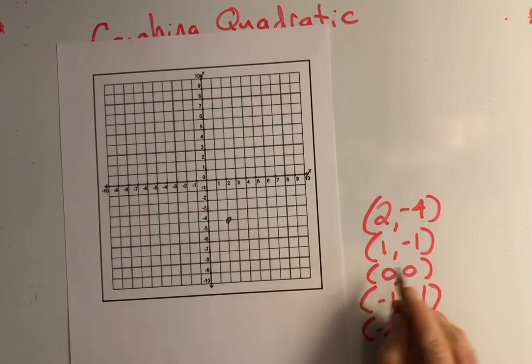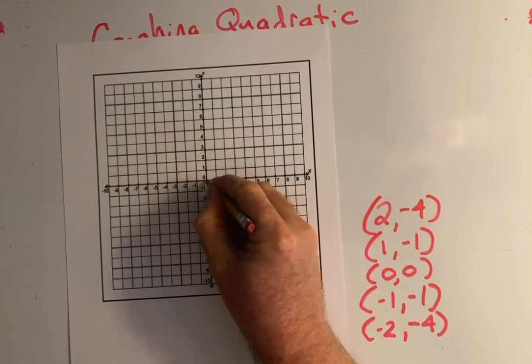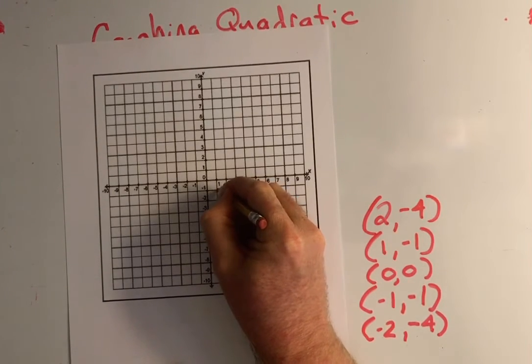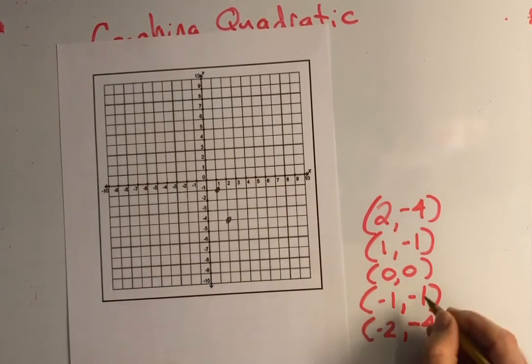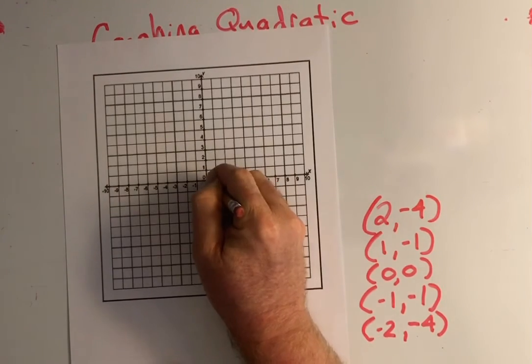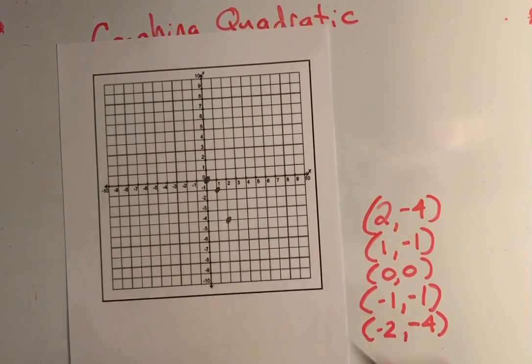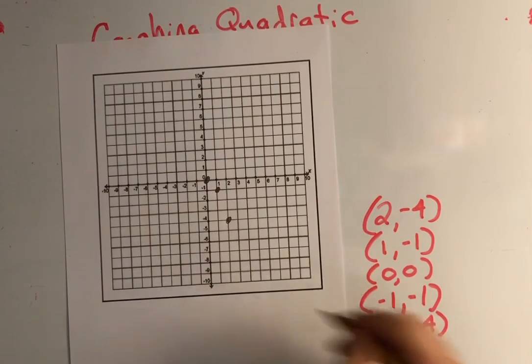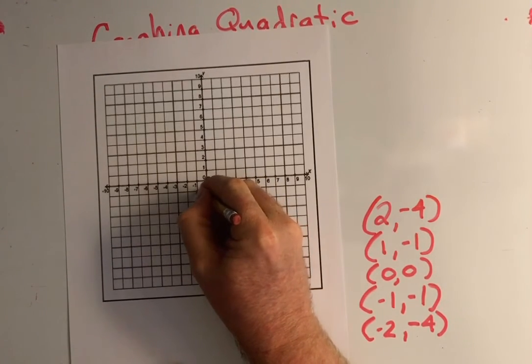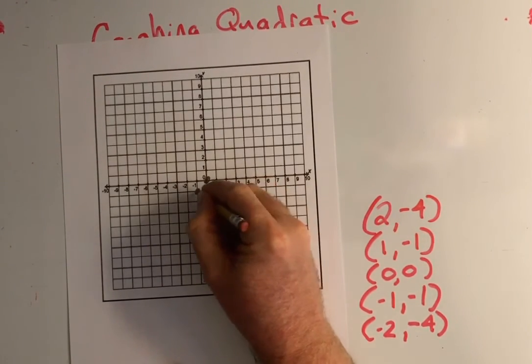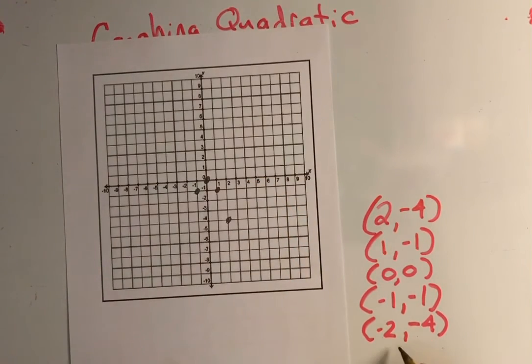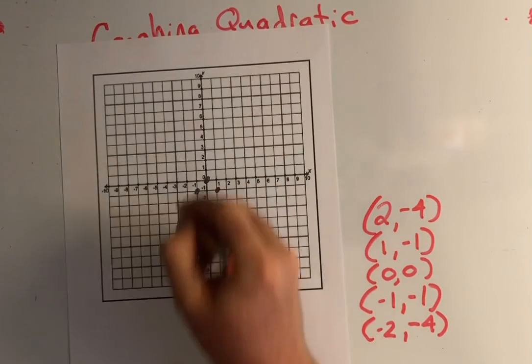Then I have 1, negative 1. So I'll go to the right 1 and down 1. My next is 0, 0. So the origin, I put a point there. Then it's negative 1, negative 1. Notice it's matched up right here. And then negative 2, negative 4.